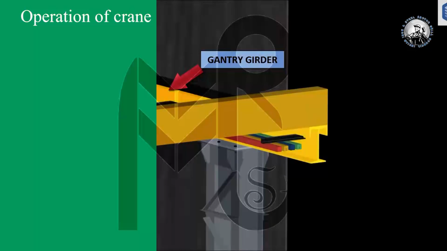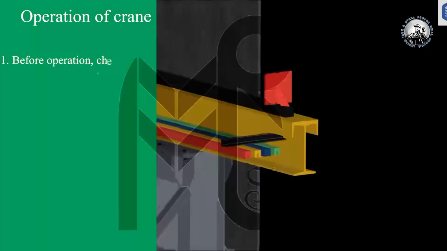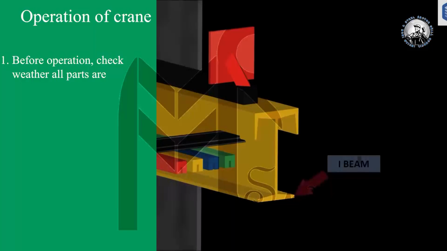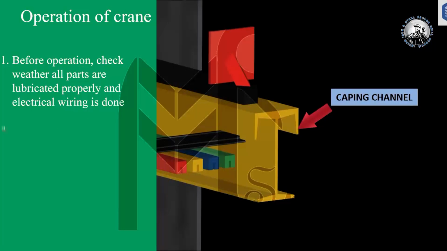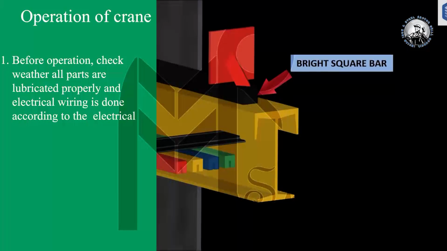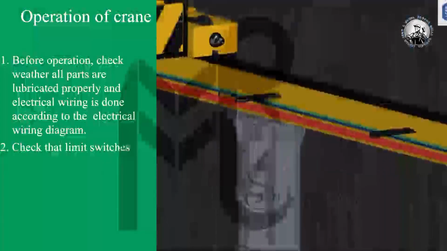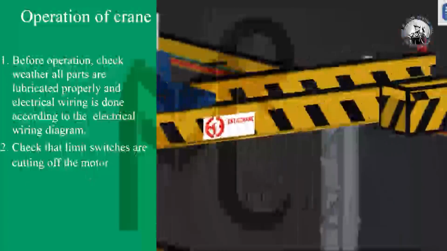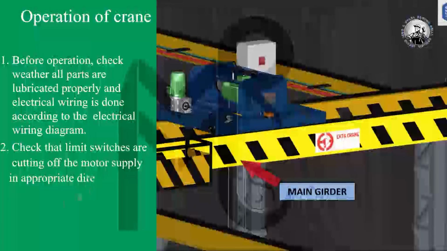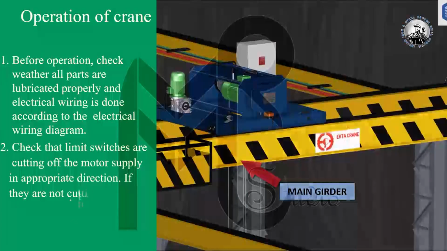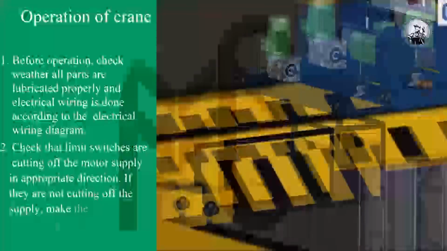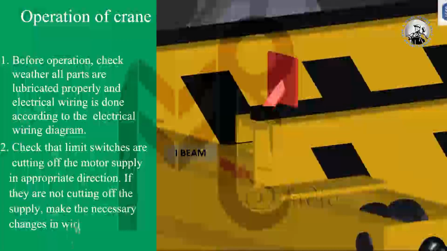Operation of crane. Before operation, check whether all parts are lubricated properly and electrical wiring is done according to the electrical wiring diagram. Check that the limit switches are cutting off the motor supply in the appropriate direction. If they are not cutting off the supply, make the necessary changes in the wiring.